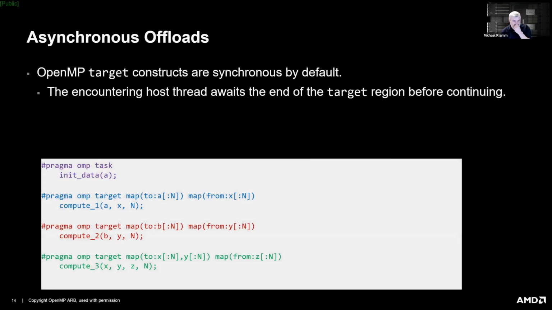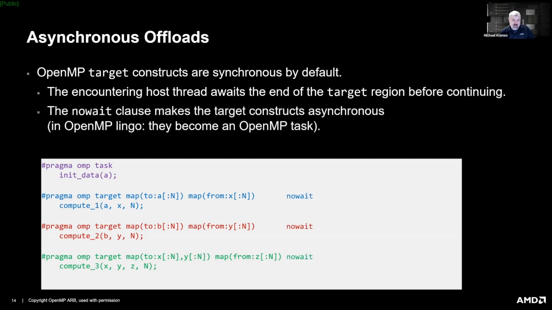All right, let me show you one slide about asynchronous offloading, and hopefully I'll get the point across that the OpenMP offload model is a very powerful model. Even though we made these decisions that I was explaining, the way you can unblock the encountering thread is by adding the nowait clause. And since I'm an OpenMP language lawyer, in OpenMP lingo, that makes the blue task, the red task, and the green task an OpenMP task.